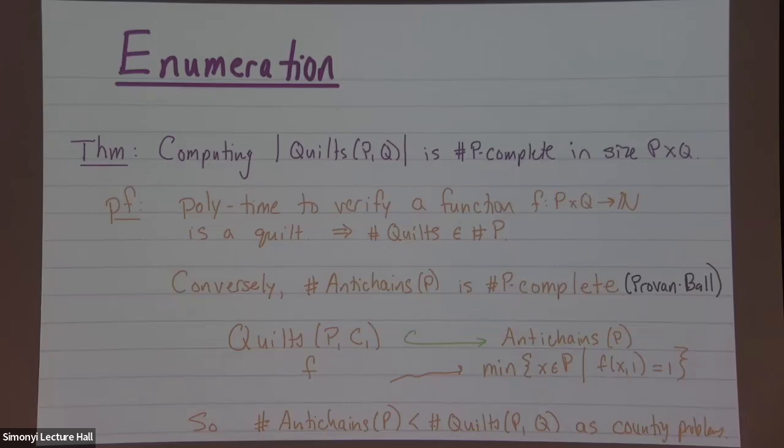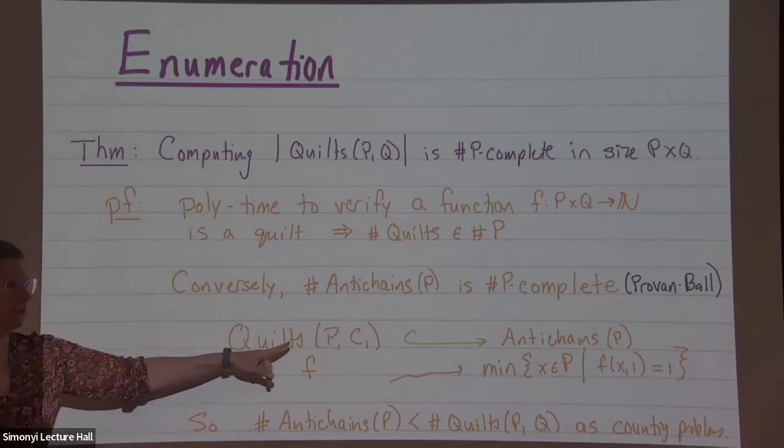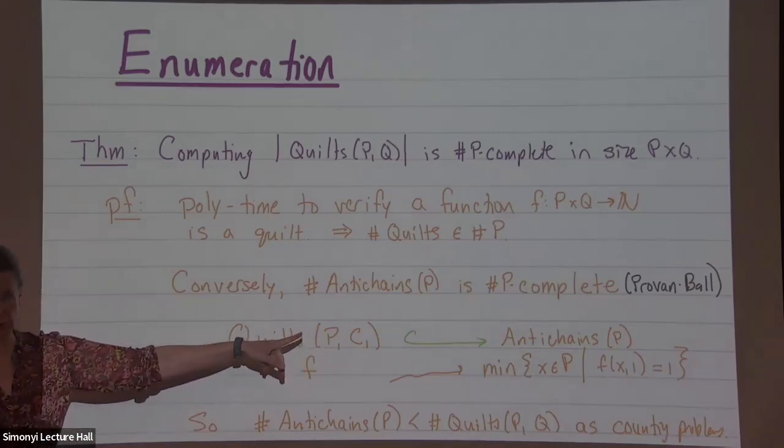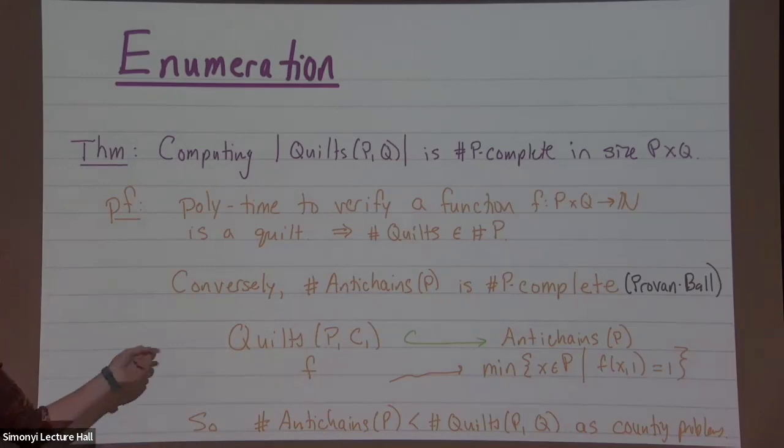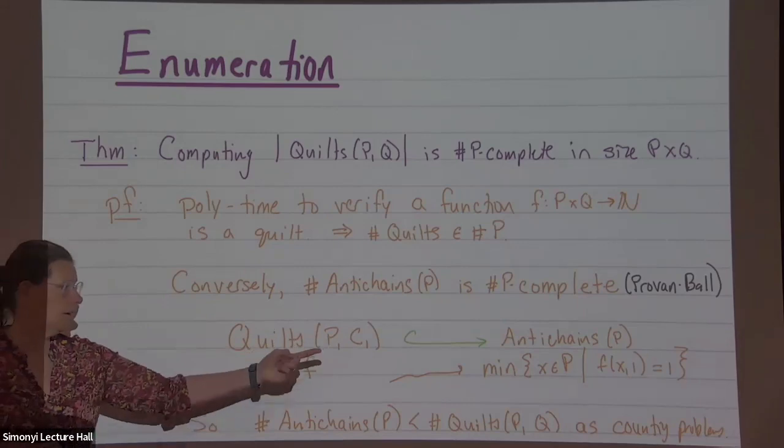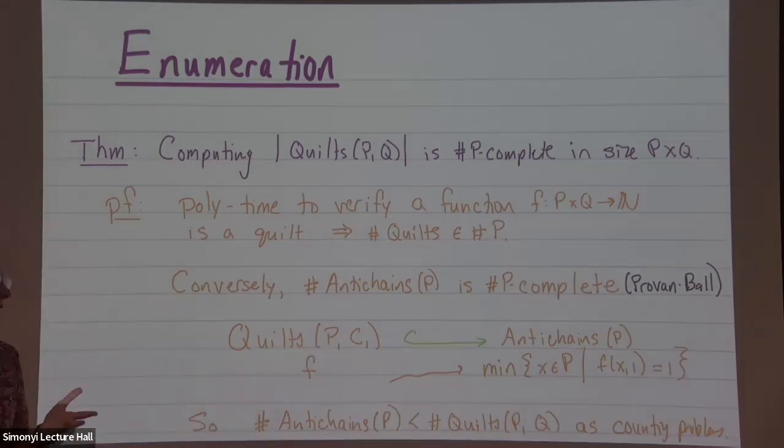And conversely, we're reduced to the problem of counting anti-chains in a poset. So this was known to be #P-complete by Provan and Ball, 1983, I think that is. And so how do you do that? Well, if you look at the quilts of P comma C1, just a chain with 2 elements, right? Then it embeds into the anti-chains of the poset by considering your quilt and taking the set of all elements X in P where f of x comma 1 is actually 1 and not 0. Take the minimal elements of that, and it's going to have to be an anti-chain.